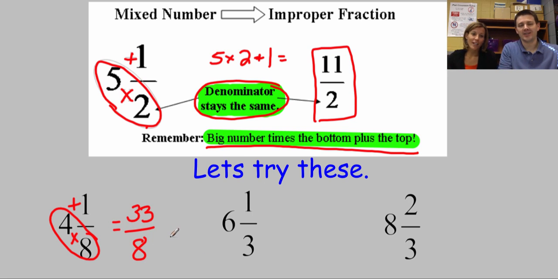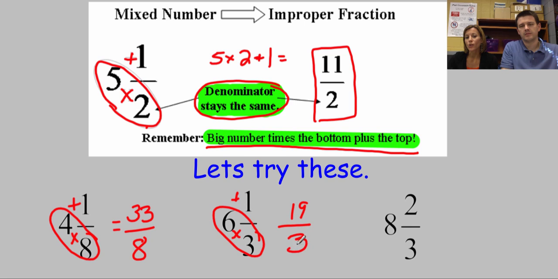So all right, we got 33 over 8. It started as 8s, got to end in 8s. All right. Example 2, 6 1/3. Circle the 6 and the 3, multiply those together, and add the 1. So 6 times 3 is 18, plus 1 is 19. Stays thirds. 19 thirds would be our answer. And then our third example, 8 2/3. Circle the 8 and the 3, multiply them together, and then add the 2 at the end. So 8 times 3 is 24, plus 2 is 26. Started as thirds, has to end in thirds.